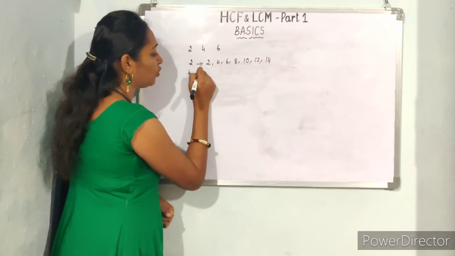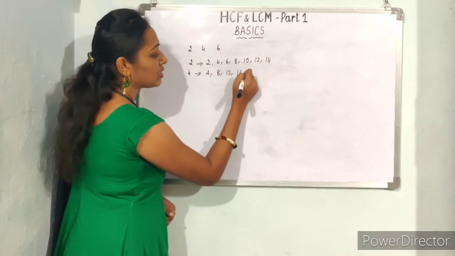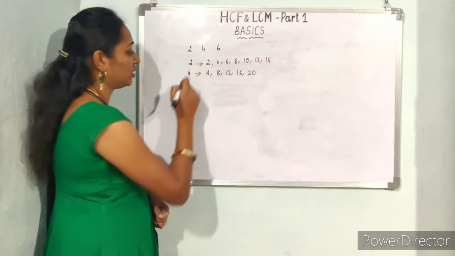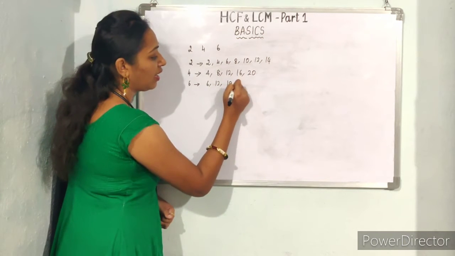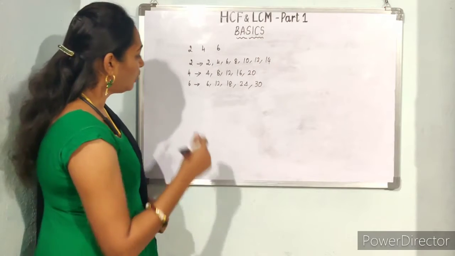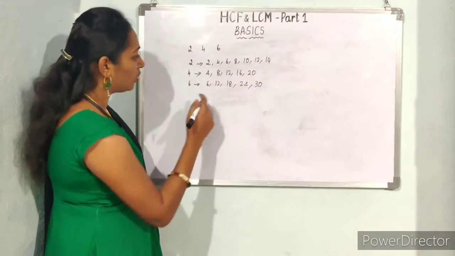Next write the multiples of 4: 4, 8, 12, 16, 20, and it goes on like that. Then multiples of 6: 6, 12, 18, 24, 30, and it also keeps going. Now see which number is common, the least number which is common in all the three.